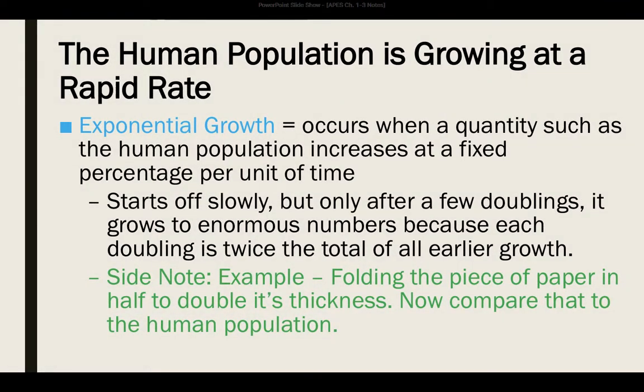The human population is growing at a rapid rate. Exponential growth occurs when a quantity, such as the human population, increases at a fixed percentage per unit of time, for example, 1% or 2% per year. Exponential growth starts off slowly, but after only a few doublings, it grows to enormous numbers because each doubling is twice the total of all earlier growth.